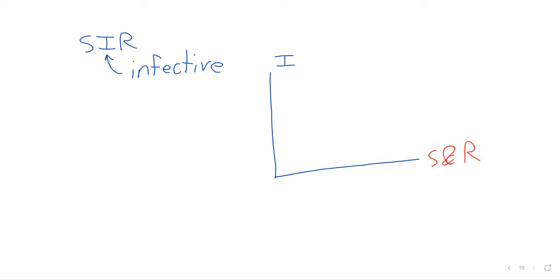We're going to clump susceptible and recovered people together. If there's nobody to spread the disease, if everybody is susceptible or recovered, the disease won't spread and everyone will stay susceptible and recovered. And that gives us an entire line of fixed points. Everywhere where the number of infective people is zero is a fixed point. And none of these fixed points are isolated, so we can't use the Jacobian to study their stability.